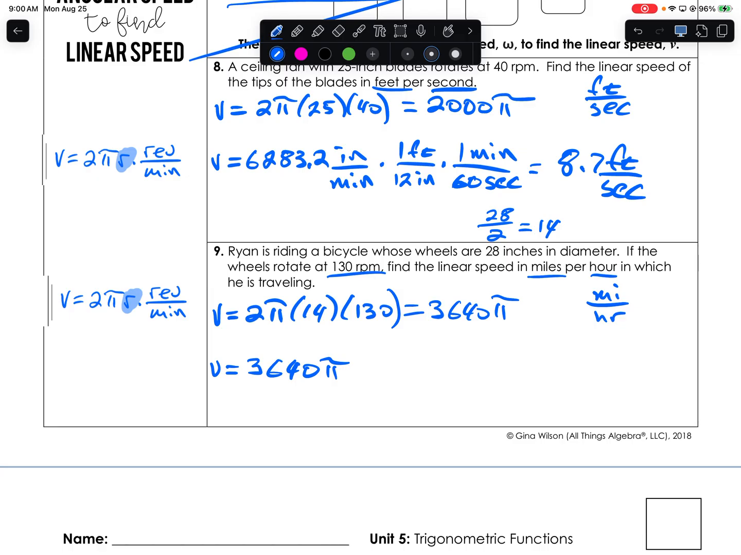The hardest part about this is just, I didn't mean to write that, I meant to multiply it. The hardest thing about this is memorizing the formulas. If you got the formulas, you should be okay. If you don't, then you're not going to get these right.